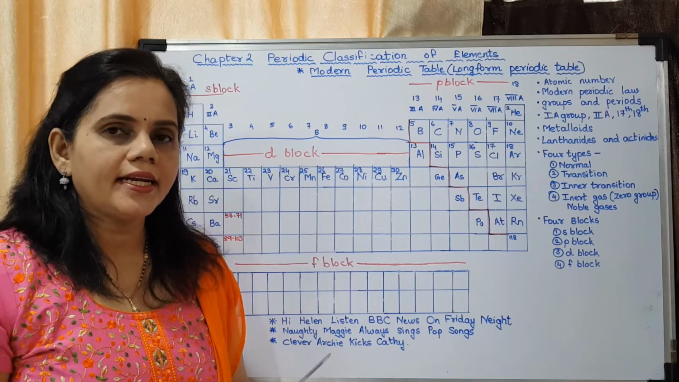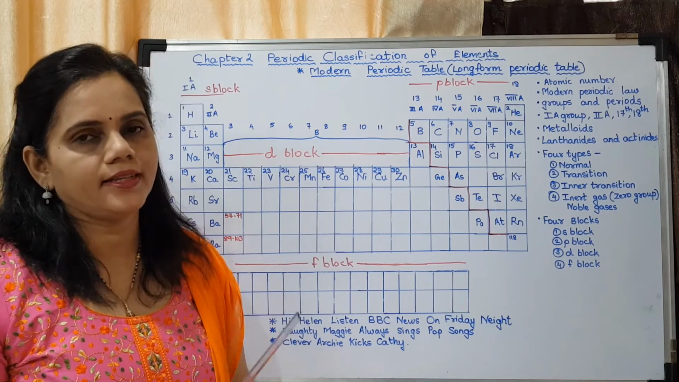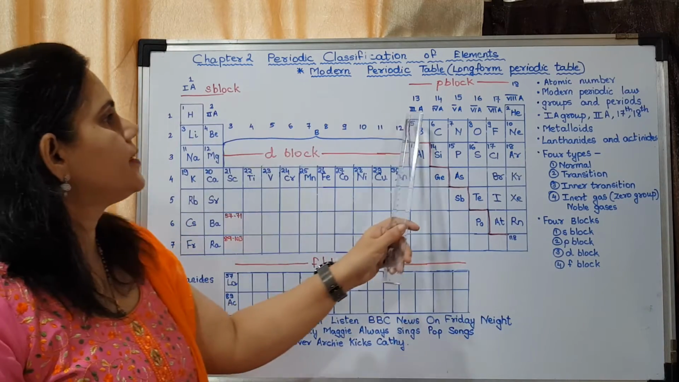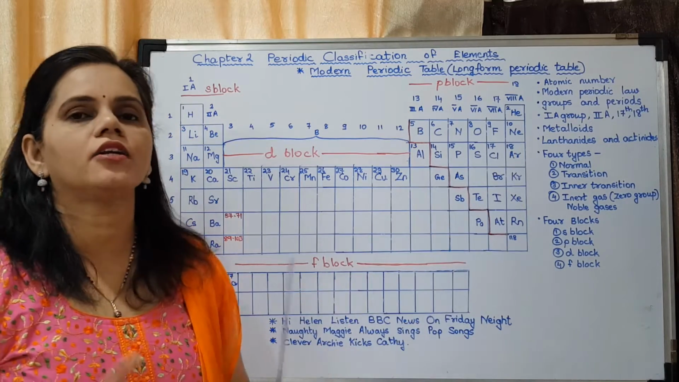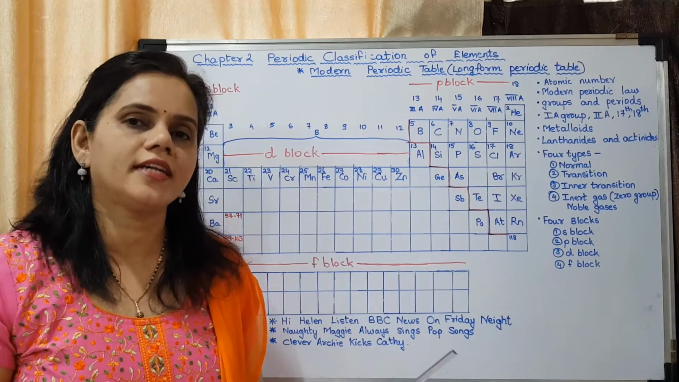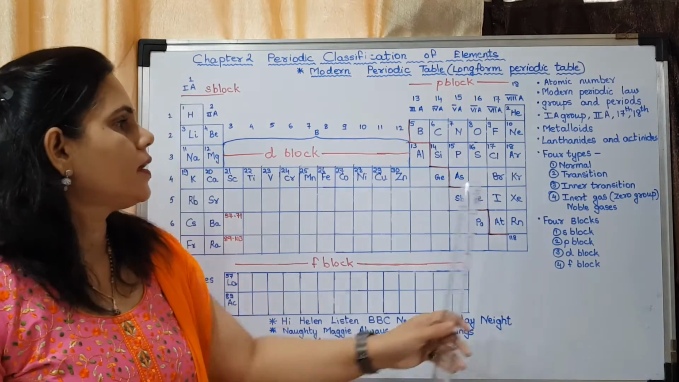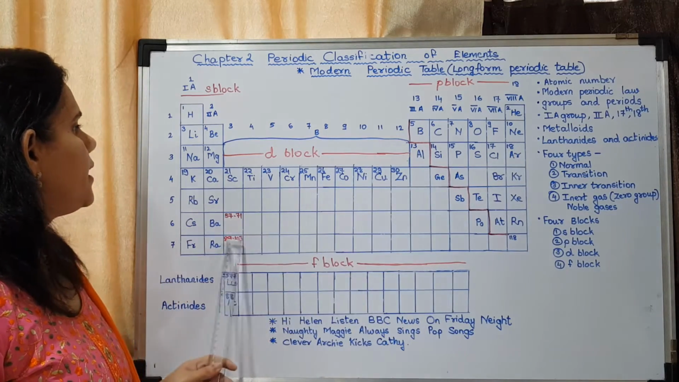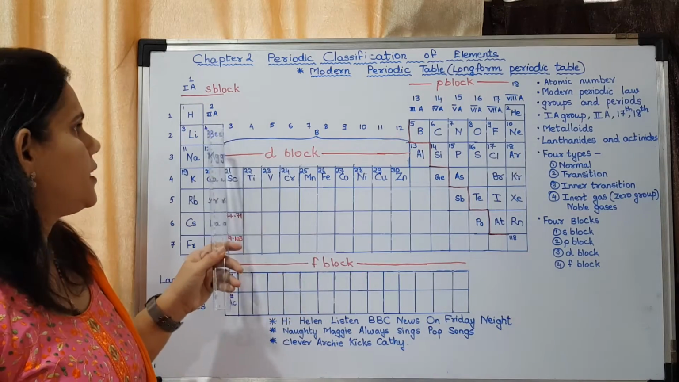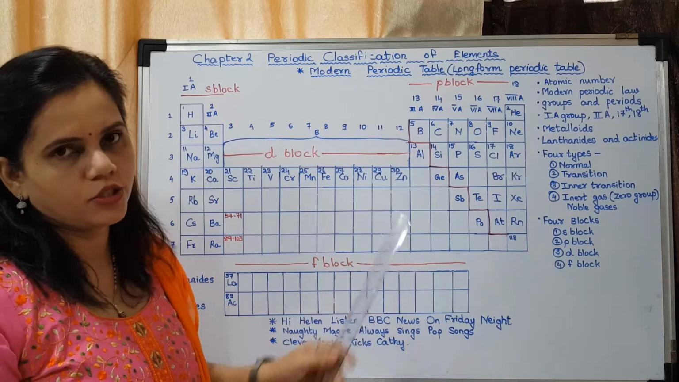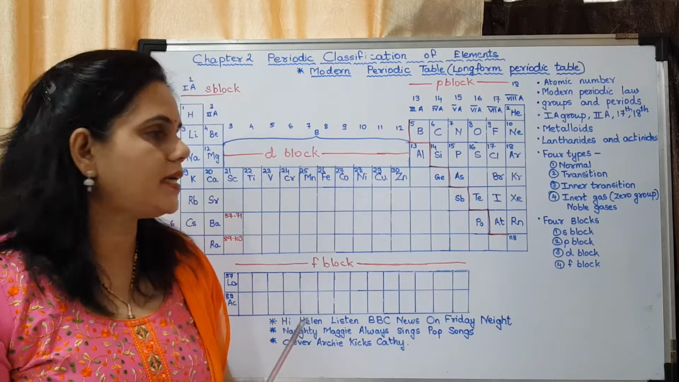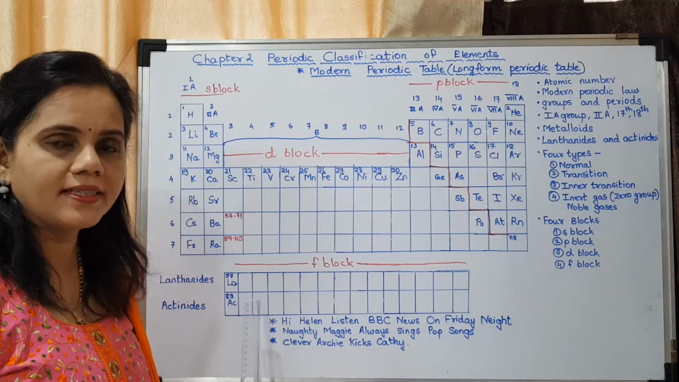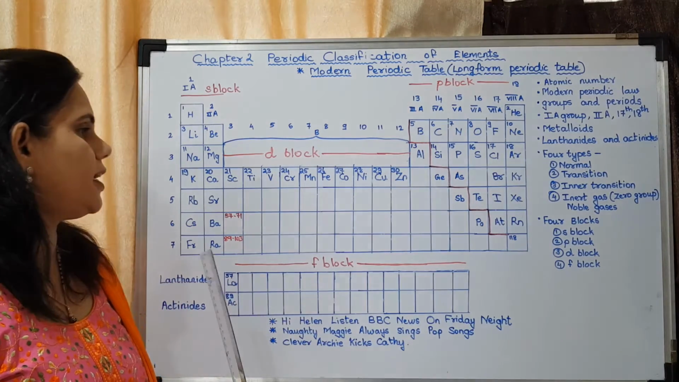Four types of elements. First A, second A, third A to 7th A. I repeat, first A, second A, third A to 7th A. These are normal elements which generally show reactions. Next is transition elements. These elements in the middle, shown as the D block, from the 3rd group to the 12th group, are called transition elements. Inner transition elements are the elements which are placed separately.